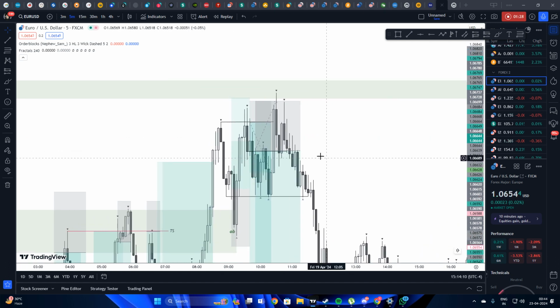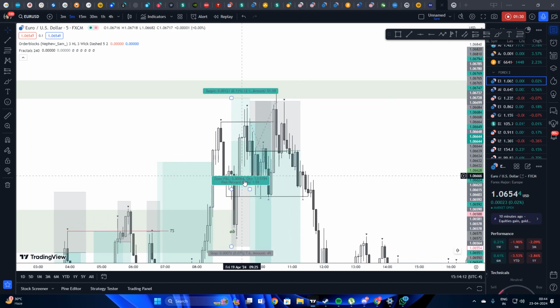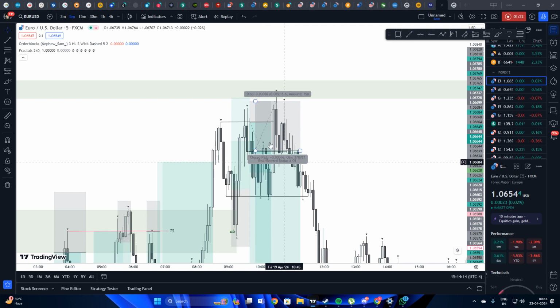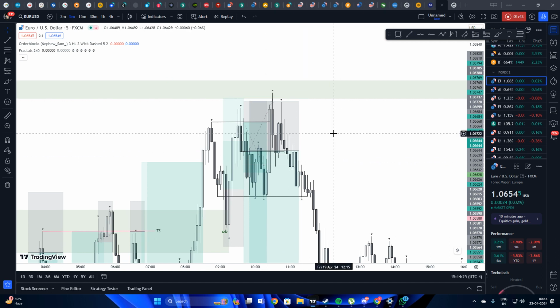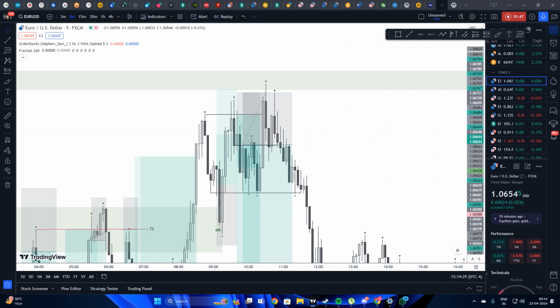Now, this is exactly what I was talking about. This is the first short leg, this is the second short leg, and this is the third leg, which is the lowest in a bearish case scenario. This is like the highest.